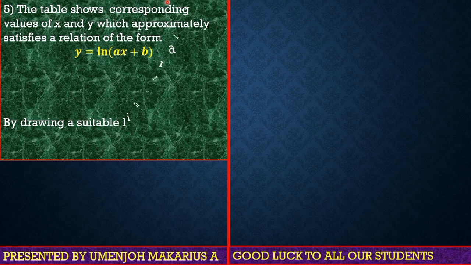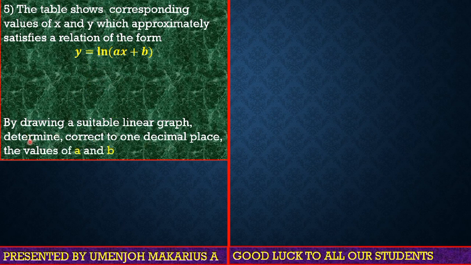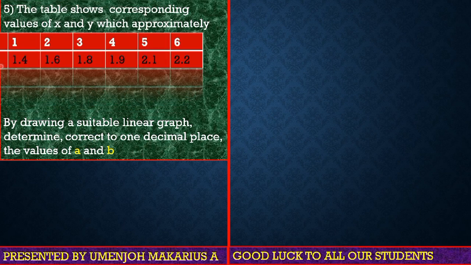Okay, friends, let's have question 5 displayed on screen. Question 5, guys, as you can see, simply is that the table shows corresponding values of x and y which approximately satisfy a relation of the form y equals natural log of (ax plus b). They want us to determine, by drawing a suitable linear graph, the corresponding values of a and b. Okay, now, guys, that's the table of values.